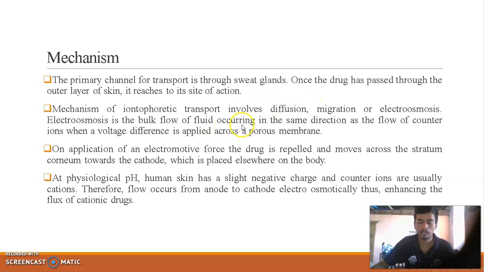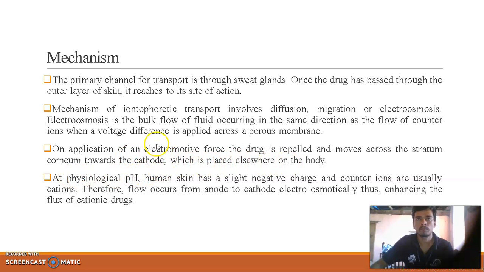The mechanism of iontophoresis involves diffusion, migration, and electroosmosis. Diffusion of ions takes place, and migration means moving from one place to another place. Like if we want to give the drug through the electrode device on the hand, then it will be carried through the blood vessels to all other parts of the body. And electroosmosis is another process where bulk fluid flows in the same direction as the flow of counter ions when a voltage difference is applied across a porous membrane.